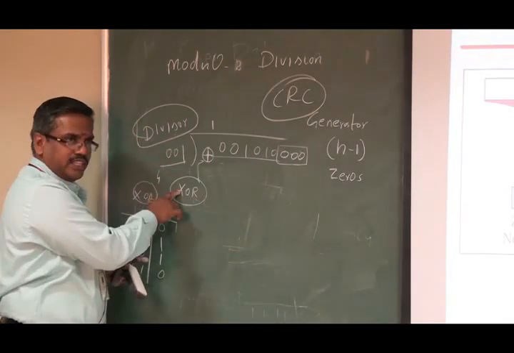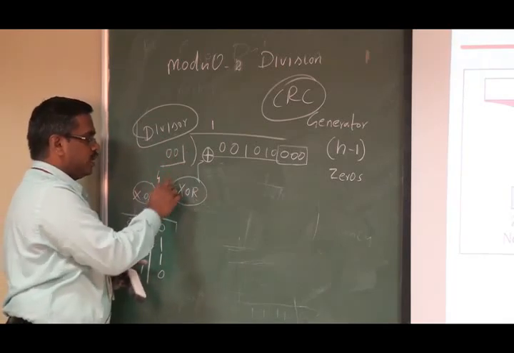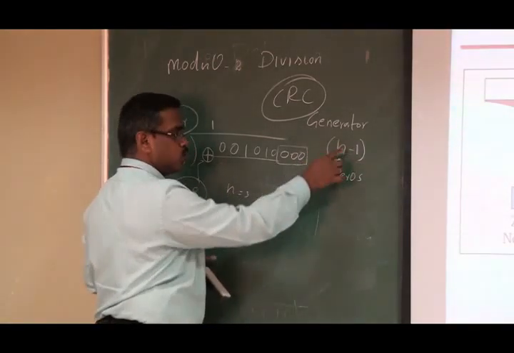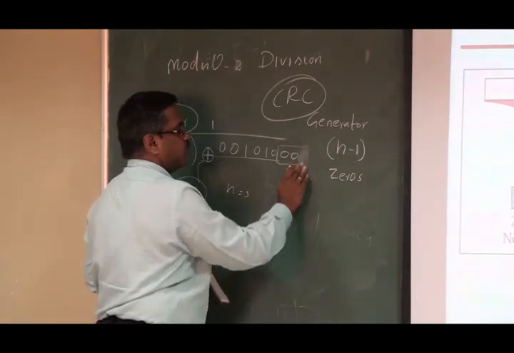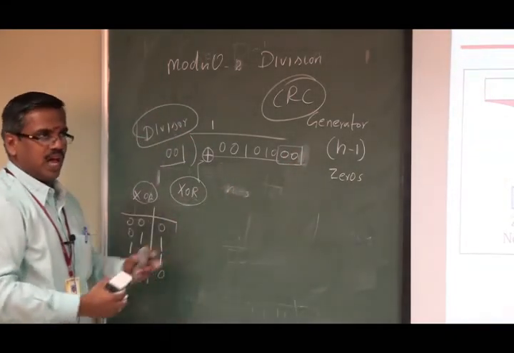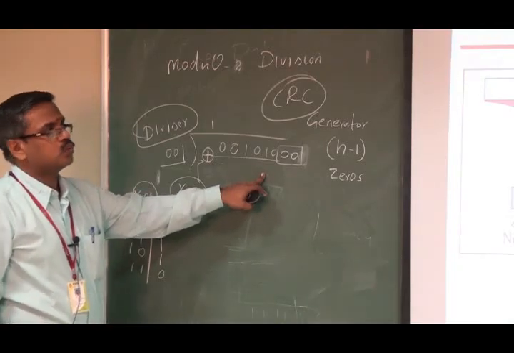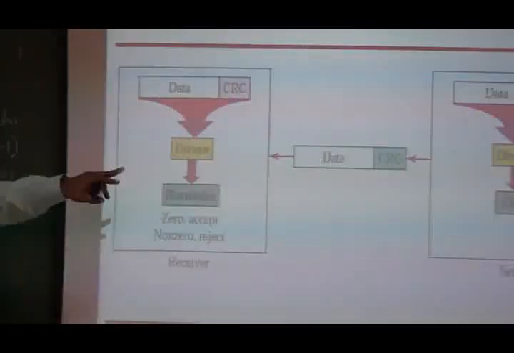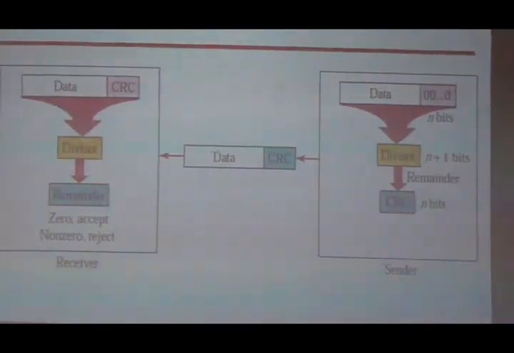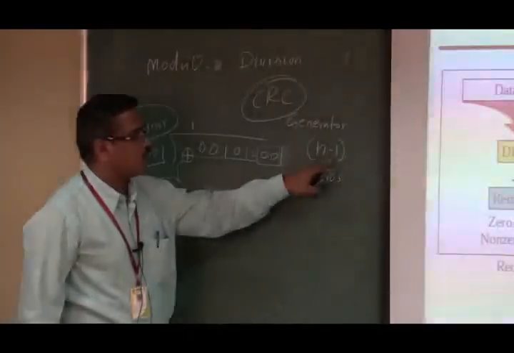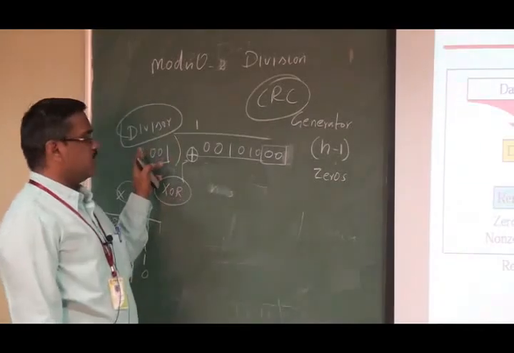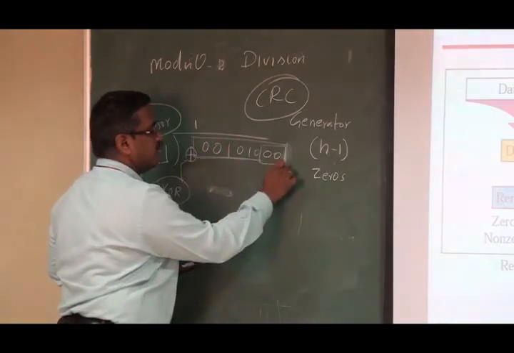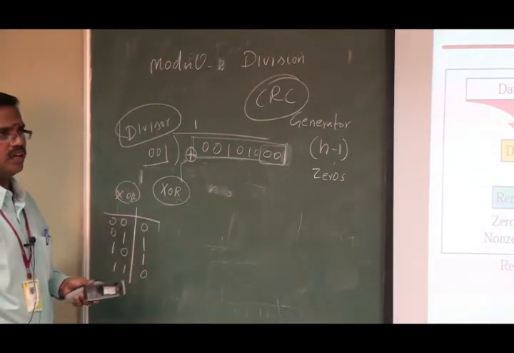For example, here we have only 3 bits, so n is equal to 3. Then n minus 1, 3 minus 1, is equal to 2 zeros. So you need to add 2 zeros at the end of the message unit. So on the sender side it is the data followed by 00, which is n minus 1 bits computed from the divisor. You add these together and make the message.